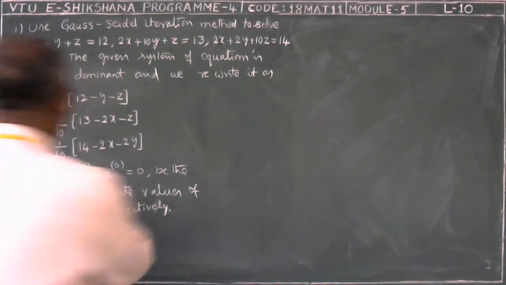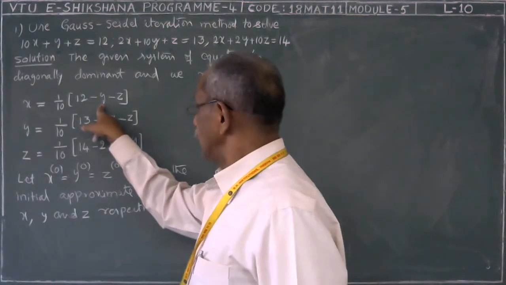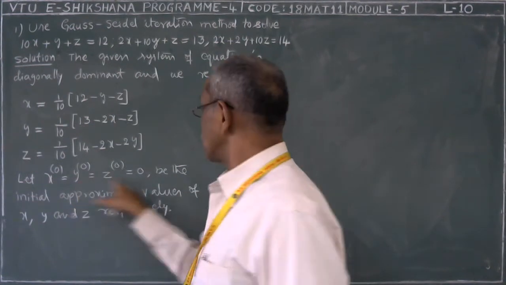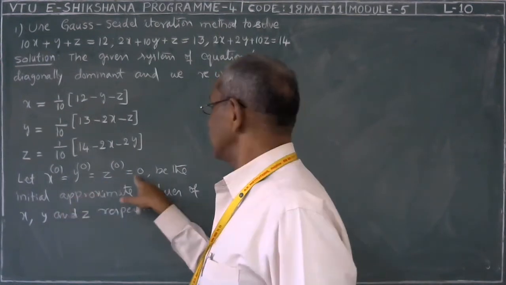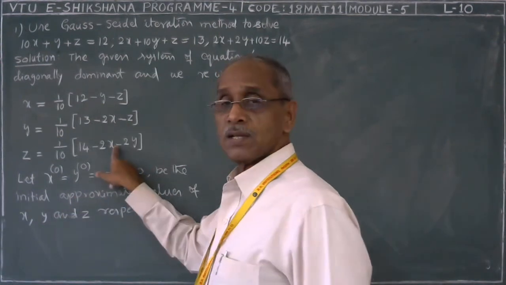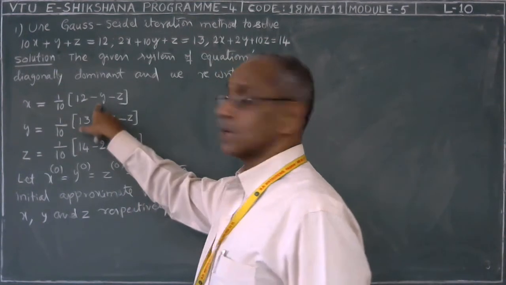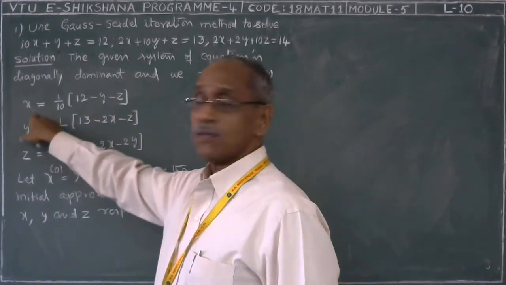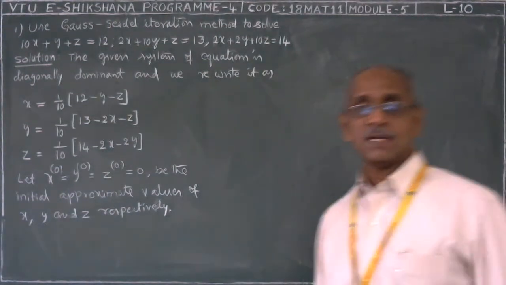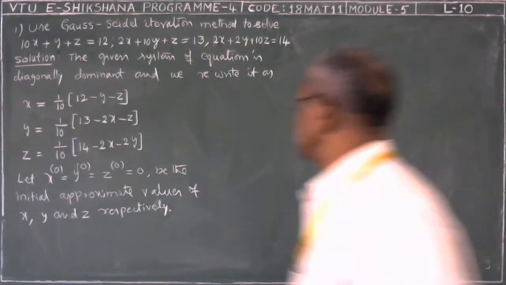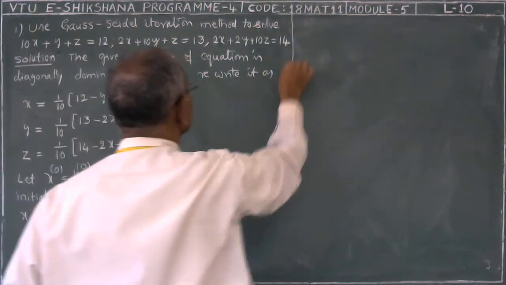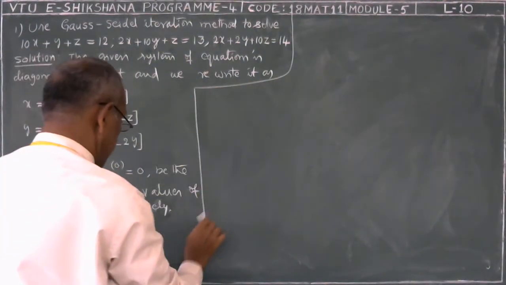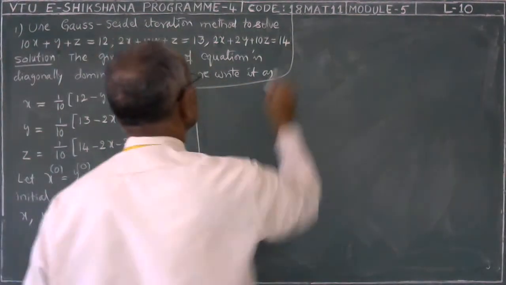Now, let us substitute: replace y by y0, that is 0, and replace z by z0, the initial approximation, that is 0. So replace y by 0, z by 0 and find out the value of x as the first approximation to x. First iteration. So let me write like this.